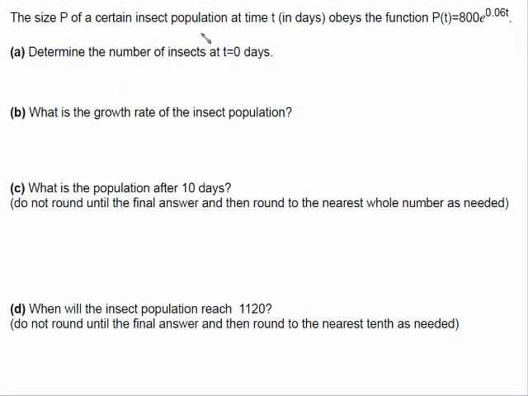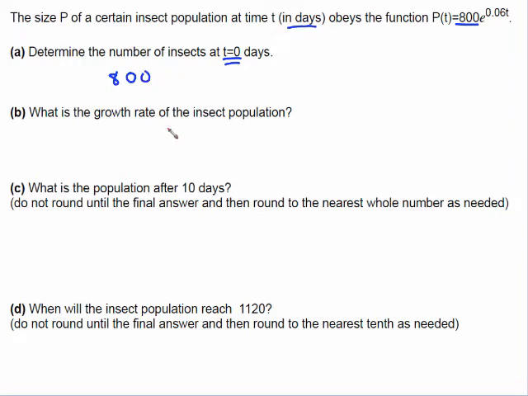So the size P of a certain insect population at time t in days obeys this function right here. So we're already given the function. It says determine the number of insects at t equals 0 days. Now, the long way to do this is to put 0 in for this t right here. And 0.06 times 0 is 0. And then e to the 0th is just 1. And 800 times 1 is 800. Now, that's the long way. The easy way is just to recognize if you are asked about what's happening at t equals 0 days, it is just this answer right here, 800. So in the very beginning, there were 800 insects.